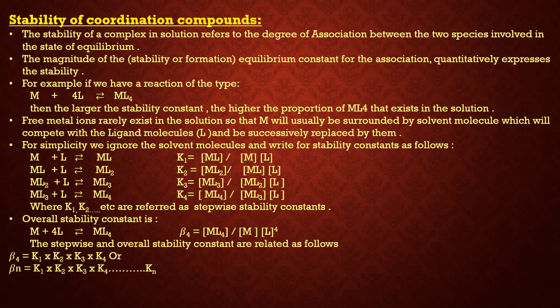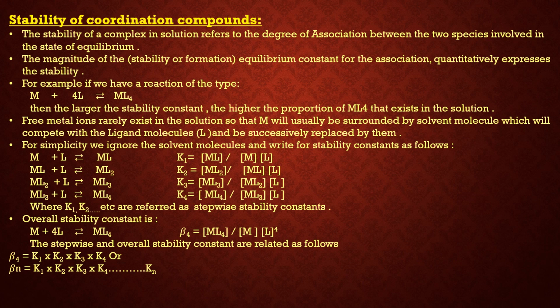The stability of a complex in solution refers to the degree of association between the two species, that is metal and the ligand. Now the next topic is stability of coordination compounds. The magnitude of the equilibrium constant, that is stability constant or formation constant, quantitatively expresses the stability. Now I am taking one example. Metal reacts with 4 ligands to form an ML4 type complex.